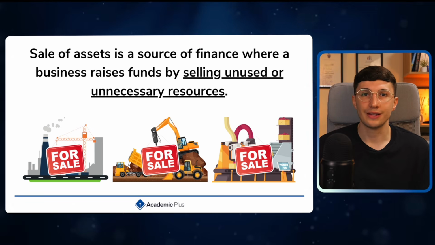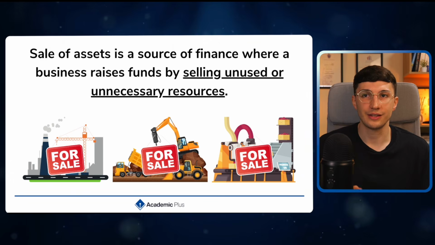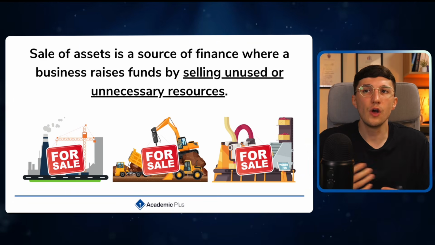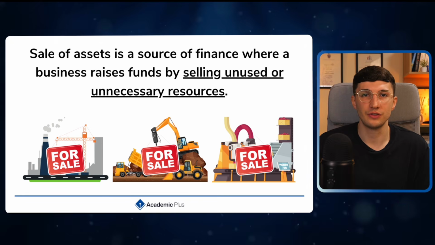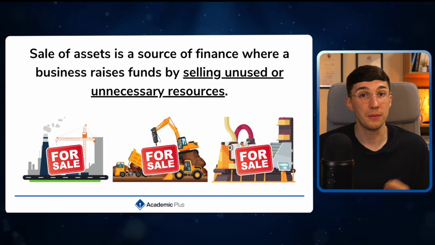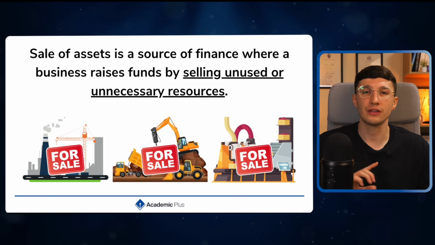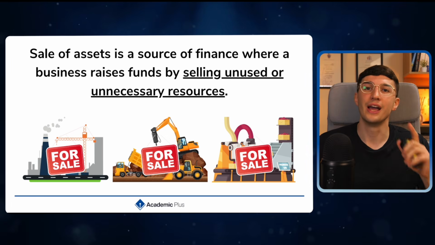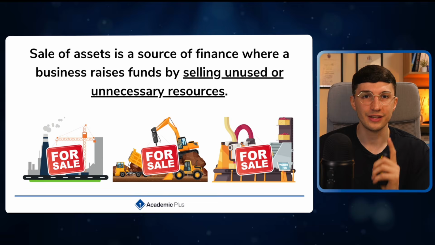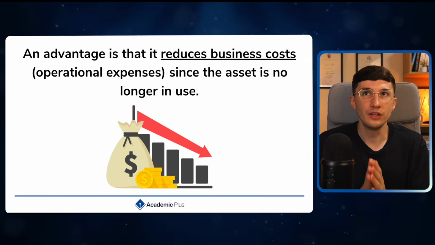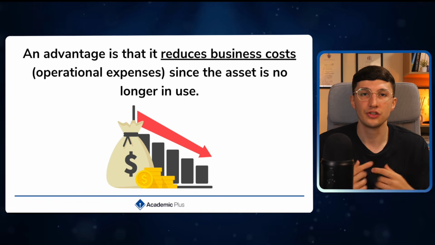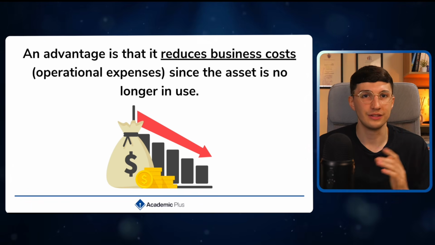Now, with the sale of assets, you only want to sell the assets that you're not really using. There's no point having a piece of machinery that is critical for the business's operations, and we look at that and go, we can make a bit of money from that, let's go and sell it. That's not what the sale of assets is all about. It's selling unused or unnecessary resources. And it can be quite good because not only does it provide the business with a bit of cash, but it can also help reduce the business's expenses.